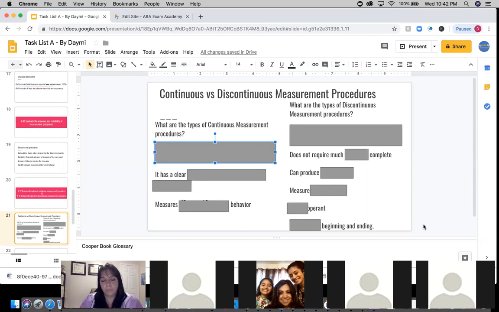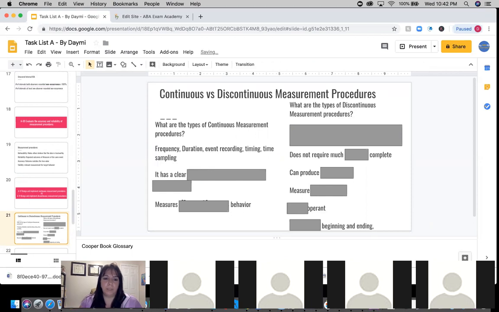Event recording. Okay. Anyone else? Latency? Is that what you mean? Timing? Yeah, just say whichever ones. Go into details. Duration? IRT. IRT, duration, rate? Frequency? Good. I think you guys got most of them. All right, so frequency, duration, event recording, which falls under that, timing, time sampling, and the list goes on.